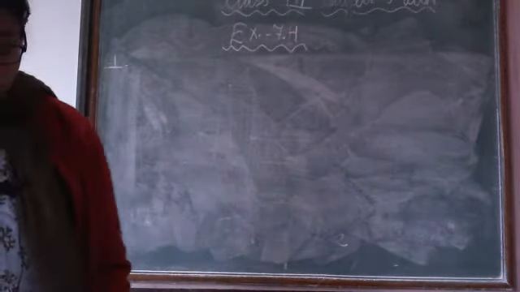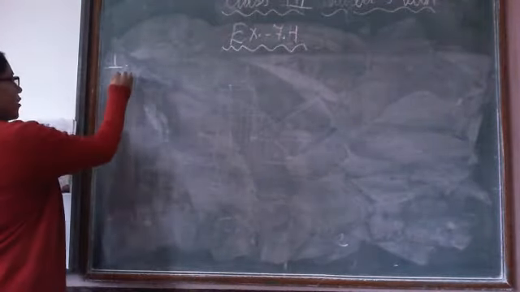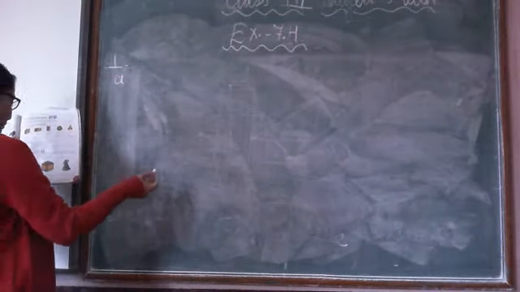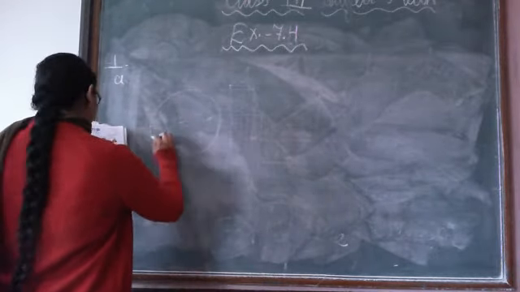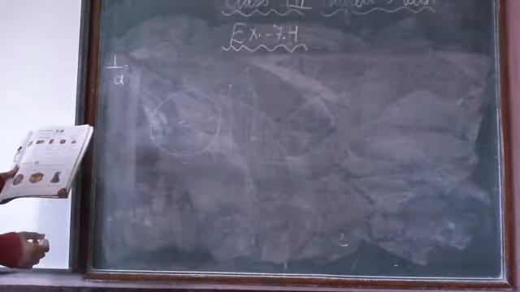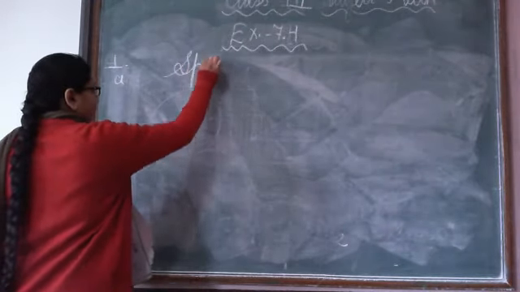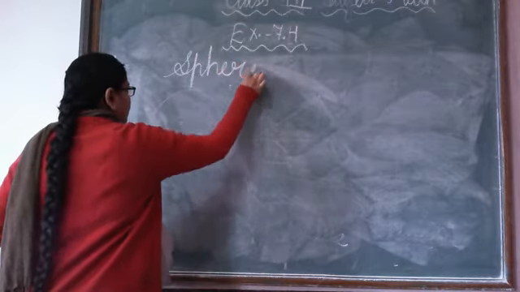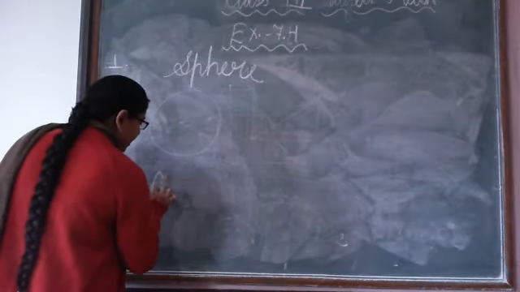So I hope students you are done with writing the question. Now let's start the solution. So question A, a ball is there. So we know that a ball is of sphere shape. So in the name we will write sphere, and a sphere is having a curved surface. So in the place of surface we will write curved.